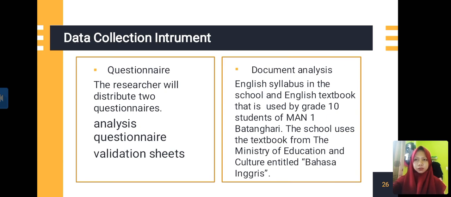Data collection instrument. The instruments that I will use to collect the data are questionnaire and document analysis. I will distribute 2 questionnaires, which are analysis questionnaires and validation sheets. Then, for the document analysis, I will analyze the English syllabus in the school and the English textbook that is used by grade 10 students of MAN 1 Batanghari. They use a textbook from the Ministry of Education and Culture entitled Bahasa Inggris.